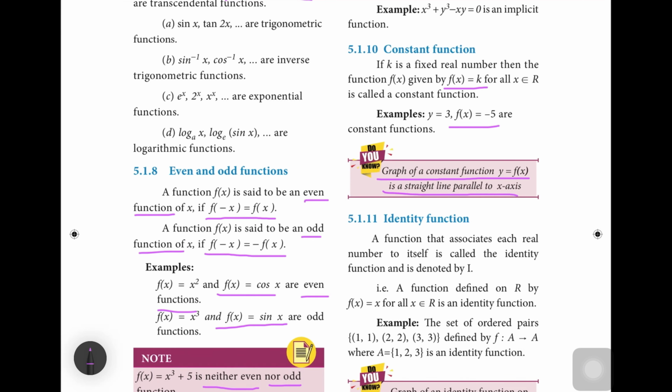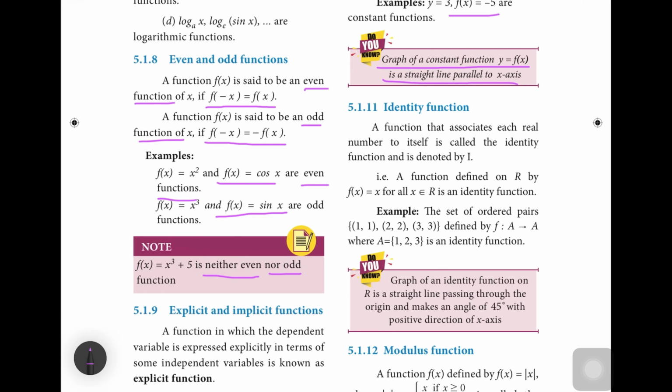Identity function. If f(x) = x, then it is known as an identity function. The graph of an identity function makes an angle of 45 degrees with the positive direction of the x axis, diagonally. Next, the modulus function.